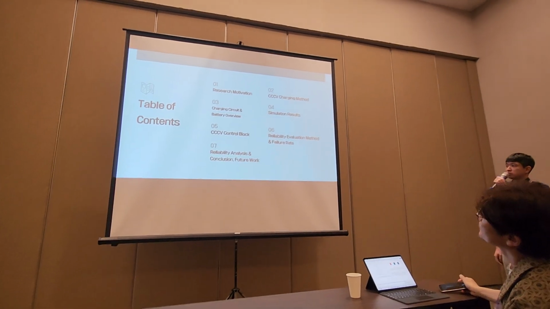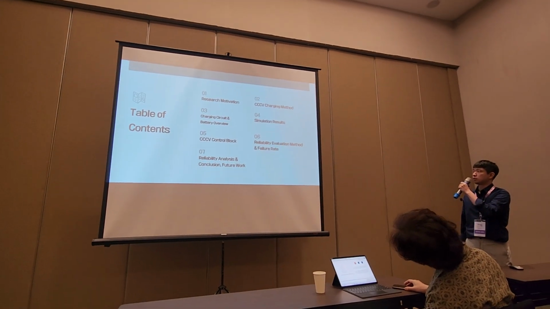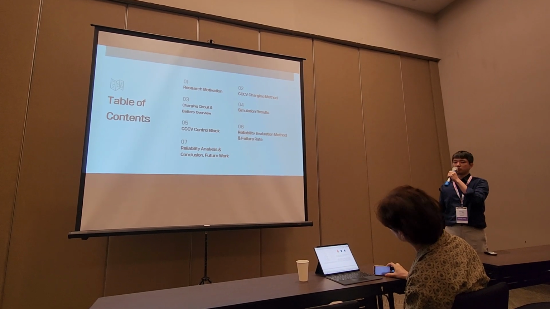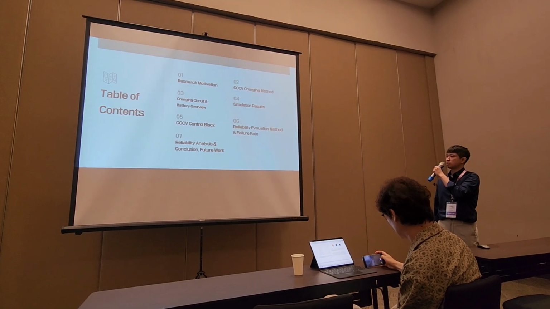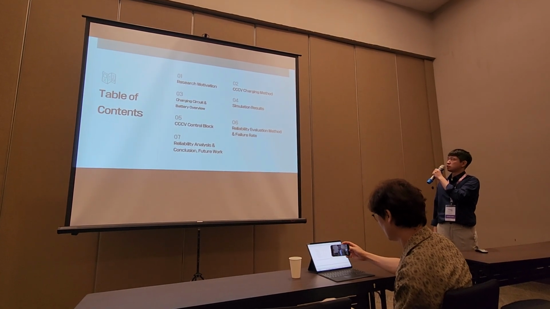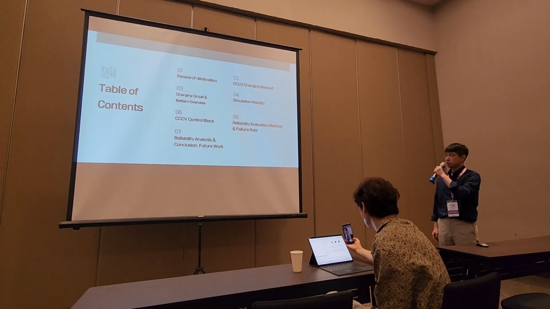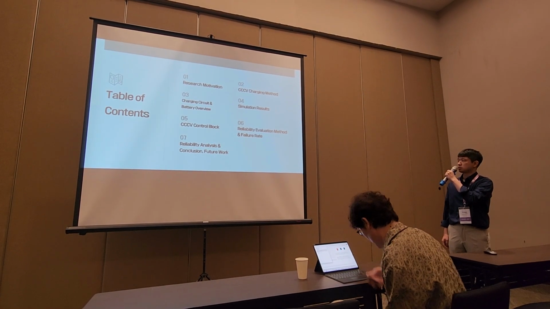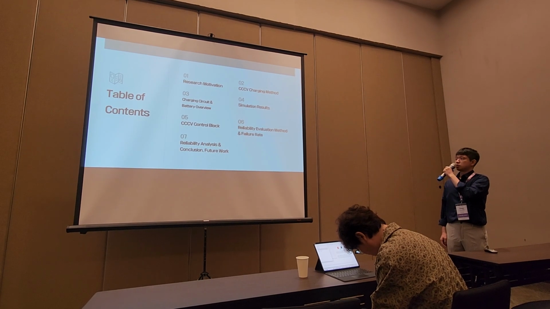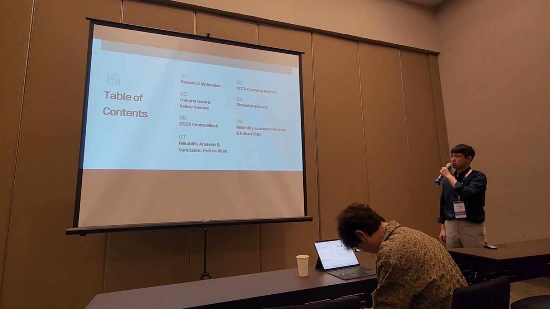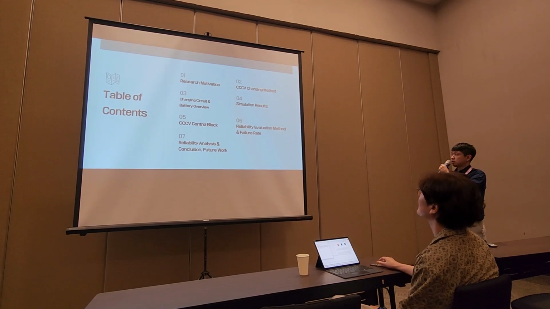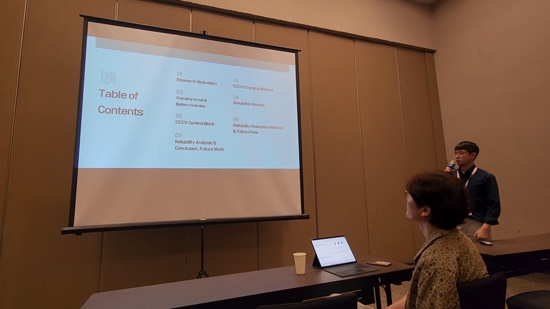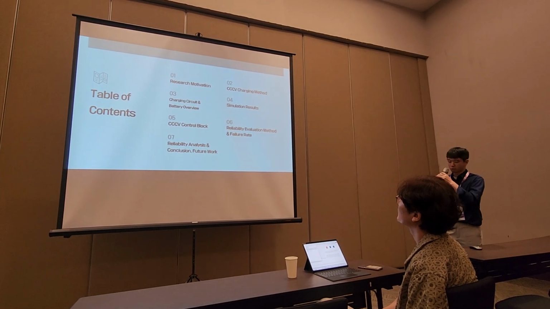So this is the table of contents. First I'm going to talk about research motivation, and second is the CC-CV charging method. In this second section, I'll explain briefly what CC-CV charging is. Then the charging circuit and battery overview, and next are the simulation results, and then the CC-CV control block. In this section, I'll explain how CC-CV works, and next are the reliability evaluation method and failure rate. And finally, reliability analysis and conclusion and future work.